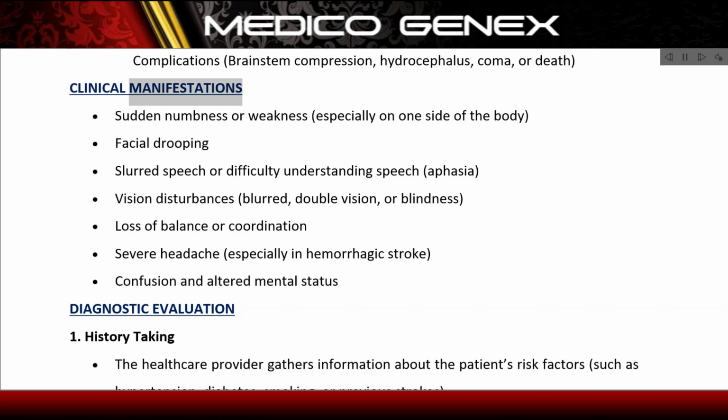Clinical manifestations. Sudden numbness or weakness, especially on one side of the body. Facial drooping. Slurred speech or difficulty understanding speech, aphasia. Vision disturbances, blurred, double vision, or blindness. Loss of balance or coordination. Severe headache, especially in hemorrhagic stroke. Confusion and altered mental status.